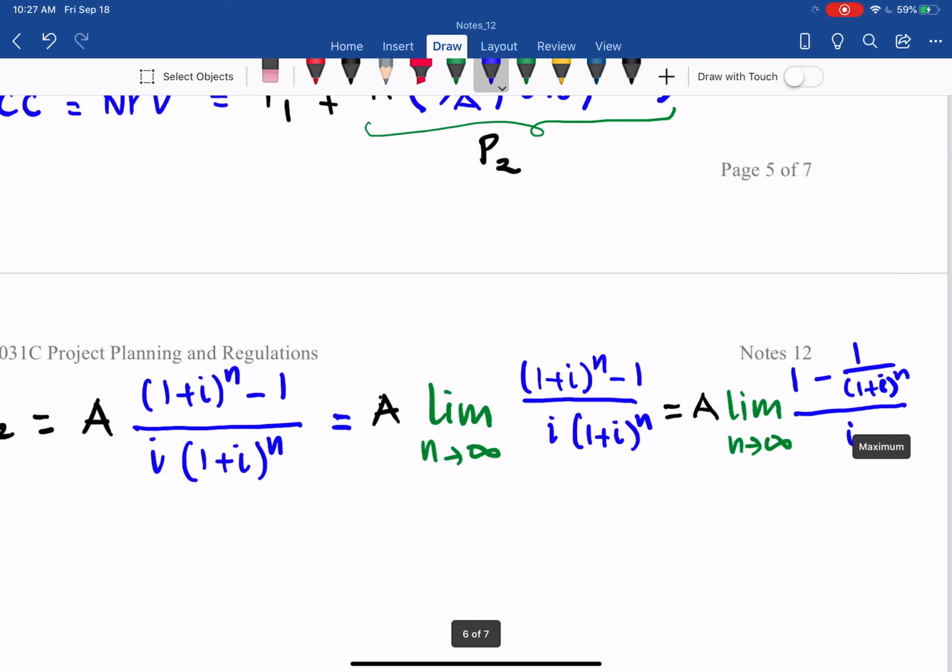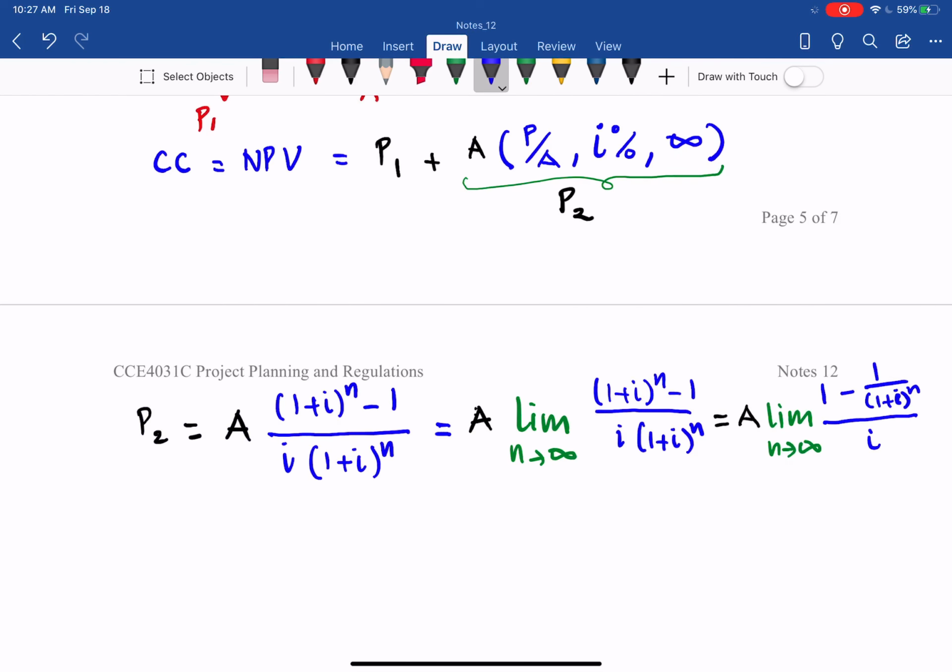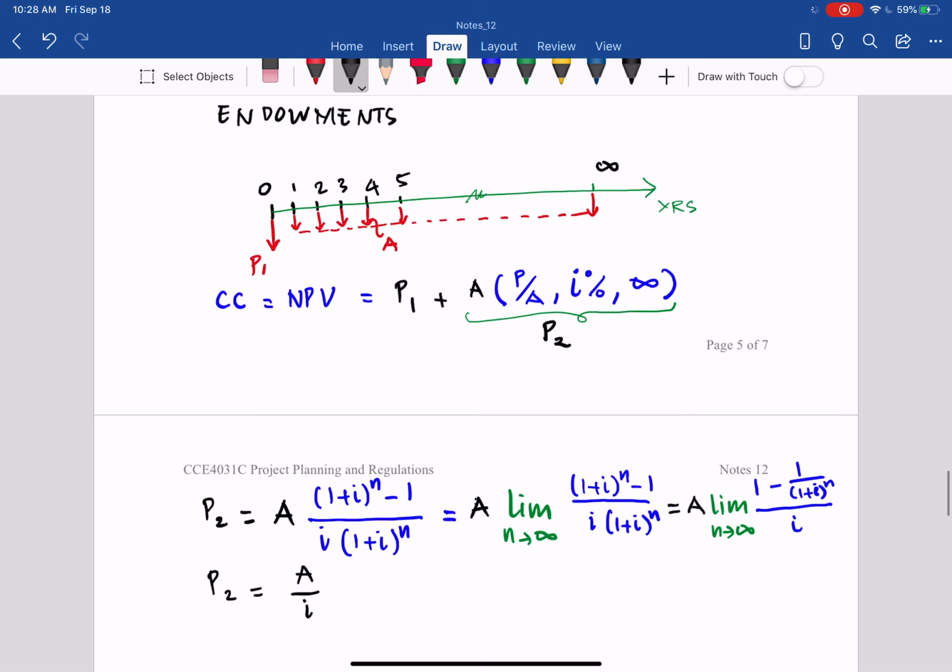And with that one, as you can see, when you take a limit, then 1 plus I power n become infinity. 1 over infinity equal to 0. So the numerator is 1 minus 0 equal to 1. And I, it not depends on n, so that limit become 1 over I. So believe it or not, with this one, we have P2 equal to A over I. What does that mean? If you spend an amount or you receive an amount, same amount for infinity years, the equivalent amount now is equal to that A divided by the interest.